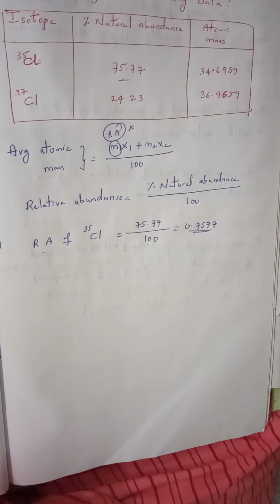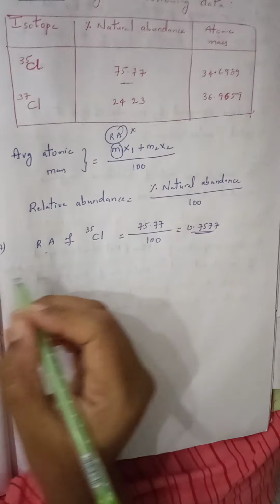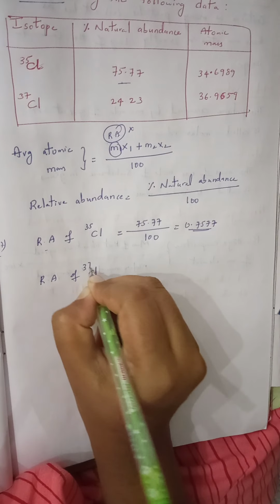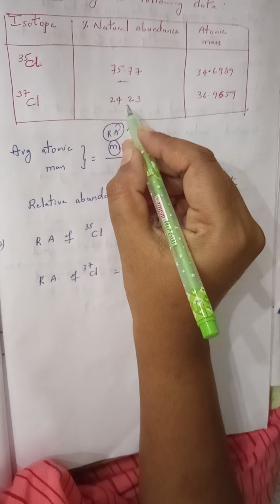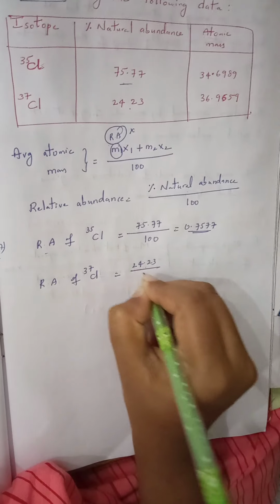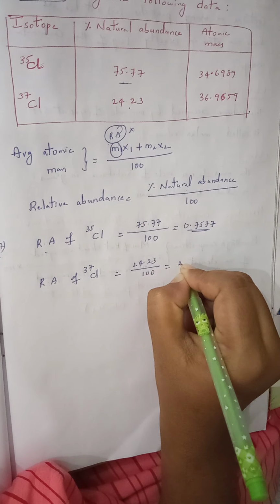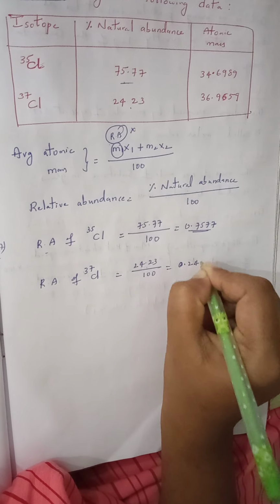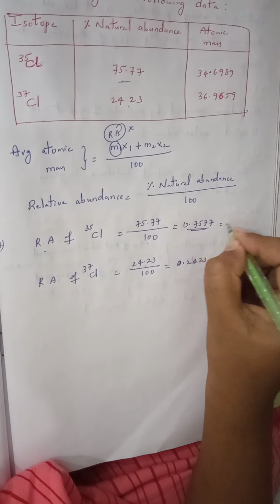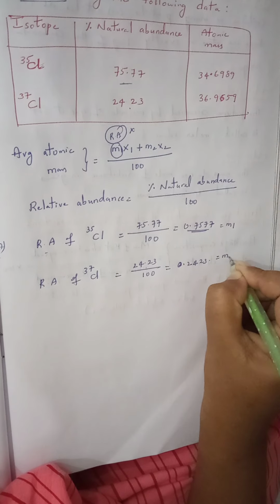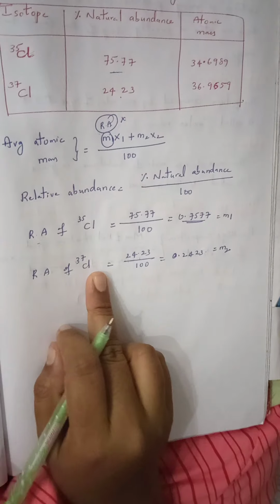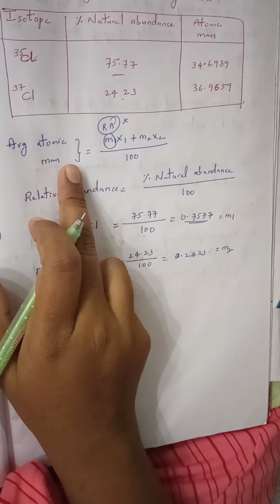Next one, we want to find out the relative abundance of Cl37. The relative abundance of Cl37 is equal to its percentage of natural abundance, that is 24.23 divided by 100, which is equal to 0.2423. Now we got the relative abundance of these two. This is equal to m1, this is equal to m2. The m1 m2 values you know, x1 x2 are already given in the problem. Then you just substitute in the above formula.